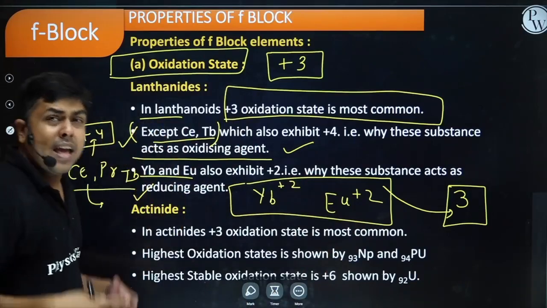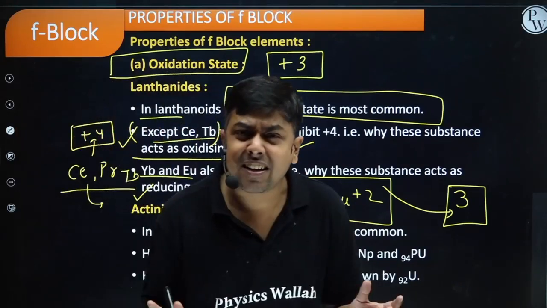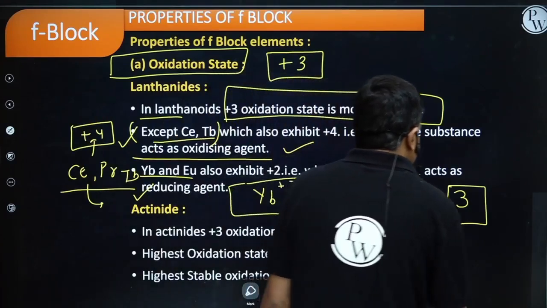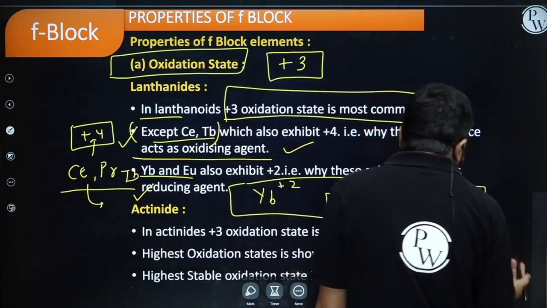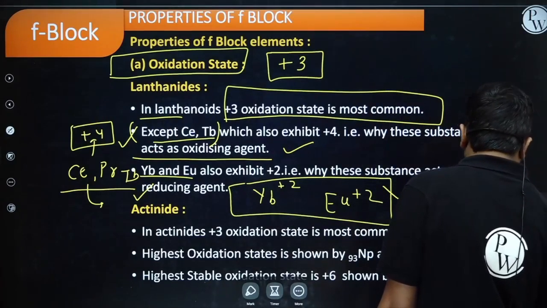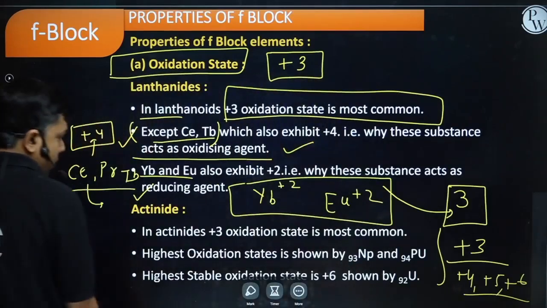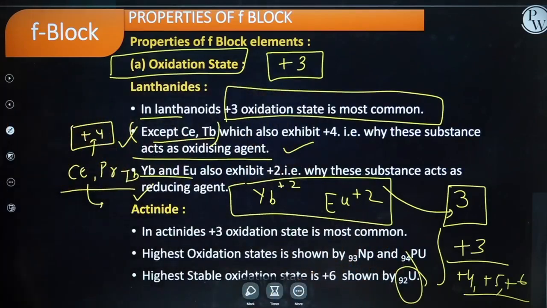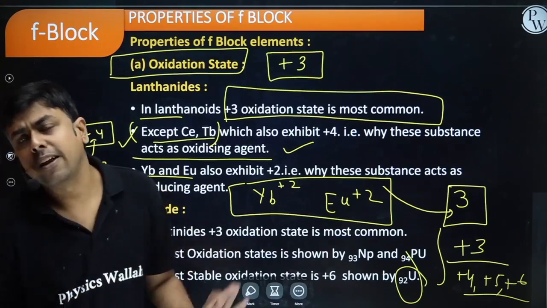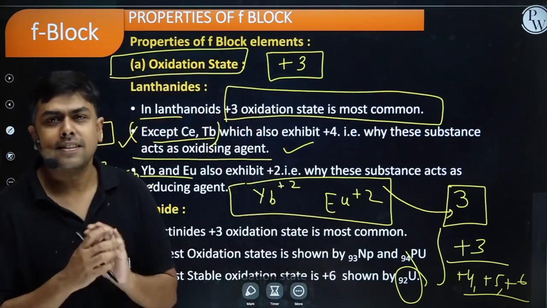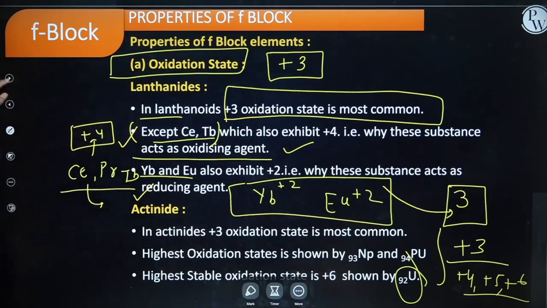Am I clear? If I talk about the oxidation state of actinides, here also the most common oxidation state is +3, but some of the elements also show oxidation states of +4, +5, and +6. The highest stable oxidation state is +6, which is shown by uranium. Am I clear? So I hope the oxidation states of the lanthanide series and actinide series are crystal clear. Shall we move ahead? Let's move ahead.